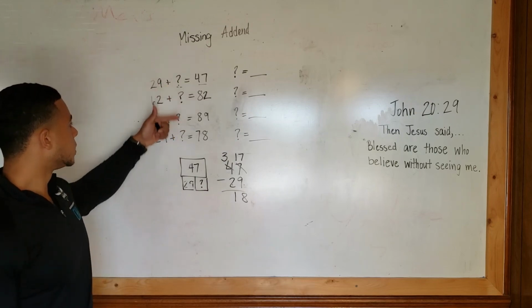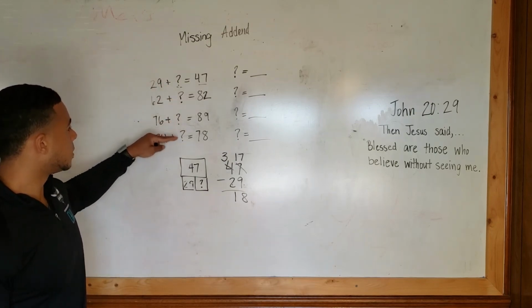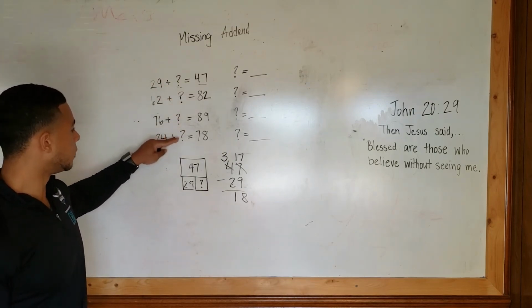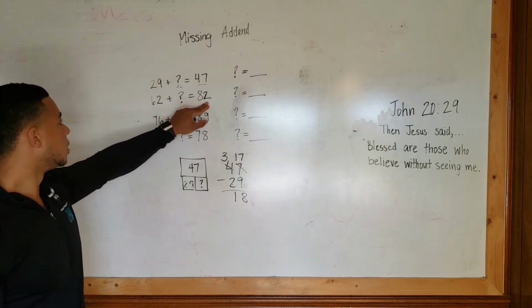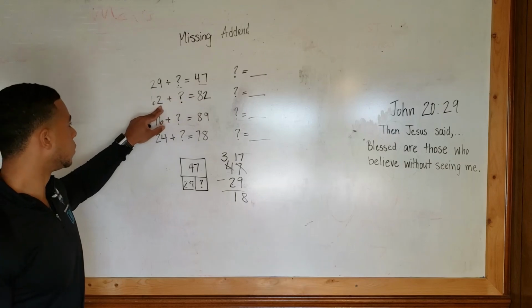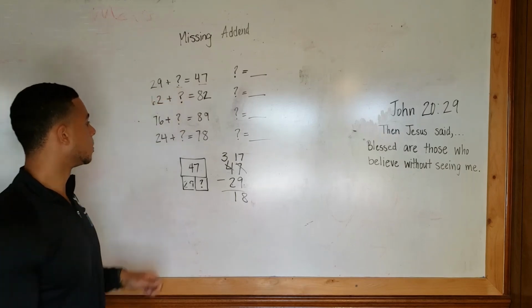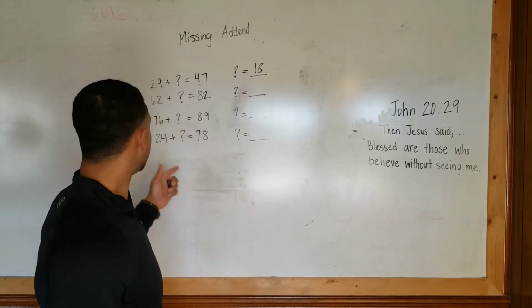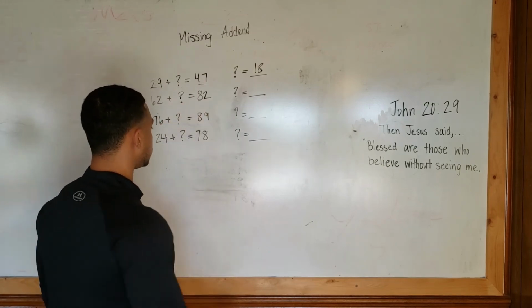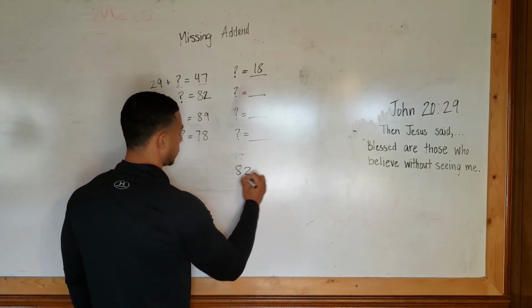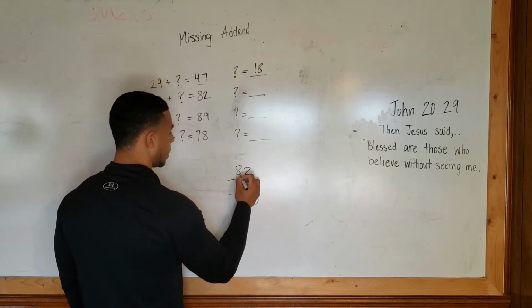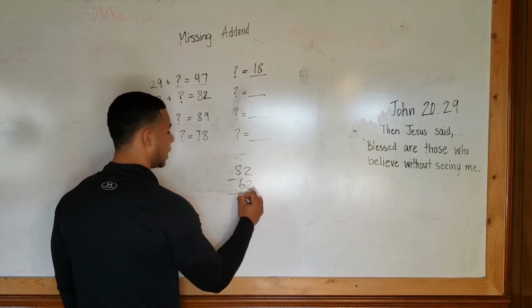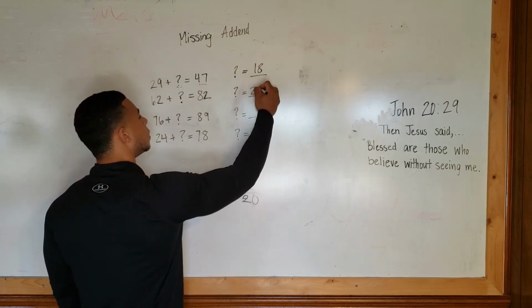Now we're going to go over the rest of these fast. They all are missing addend. So they're all going to have the same method of solving them. You're going to take your number at the end and you're going to subtract your one group, and that's how you get that question mark. So your next one is 62 plus question mark equals 82. Let's subtract 82 minus 62. It's going to give you 2 minus 2 equals 0. 8 minus 6 equals 2, 20.